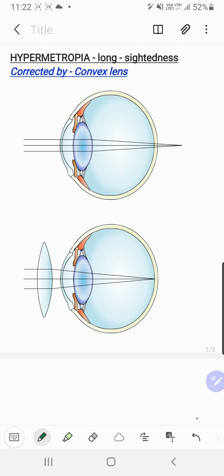Class 10, in this video we will be discussing another eye defect, that is hypermetropia or hyperopia. Hyperopia, one and the same thing, right? What does it mean?